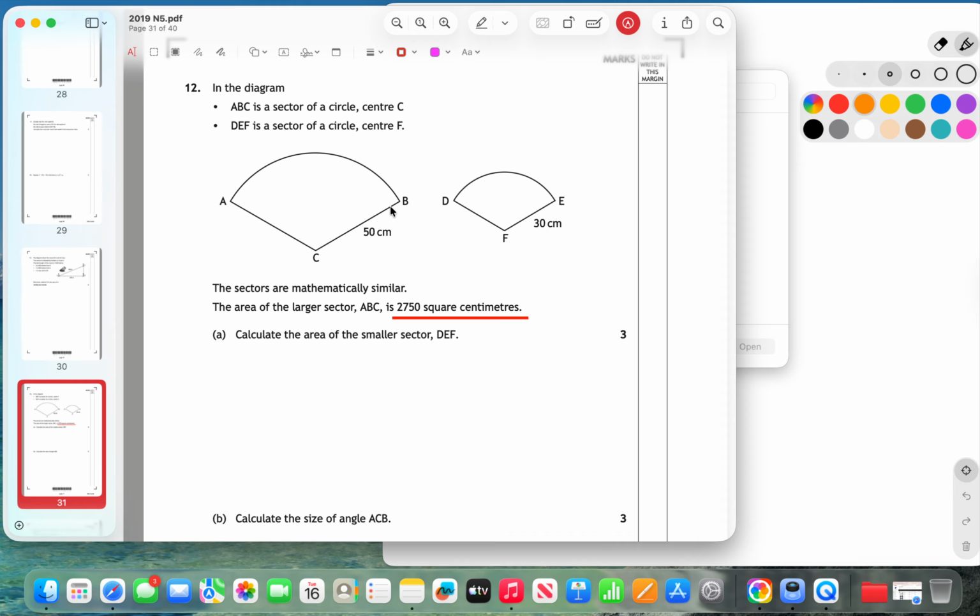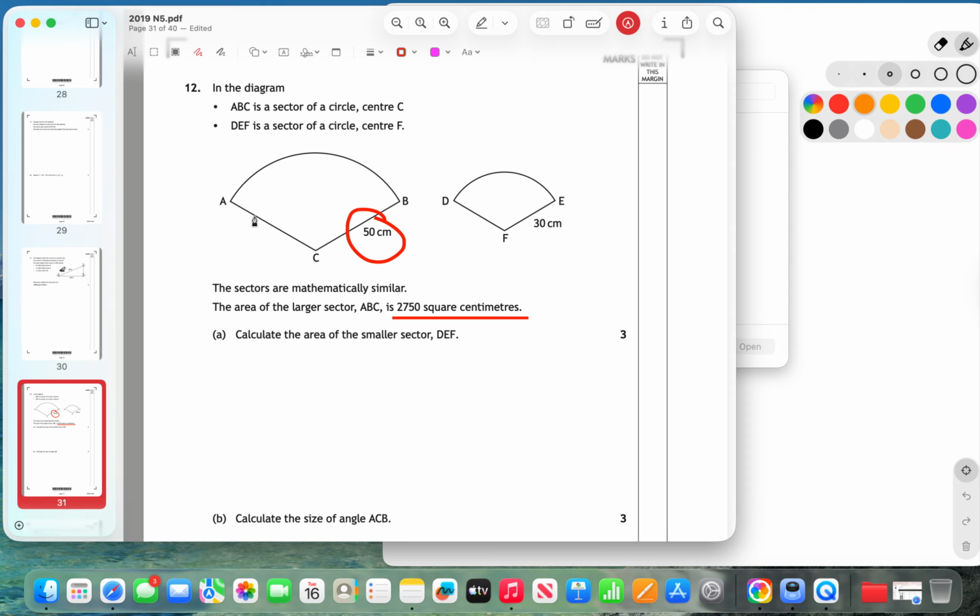So we're told that the length of this side BC is 50. Now this would be the radius if this was an entire circle. If we had the full circle going on, then this BC would be the radius. So the radius is 50.